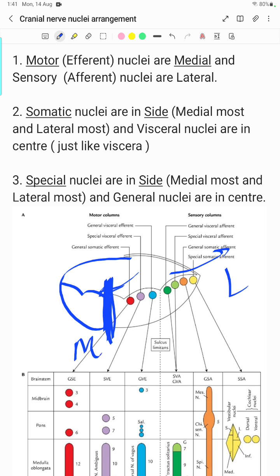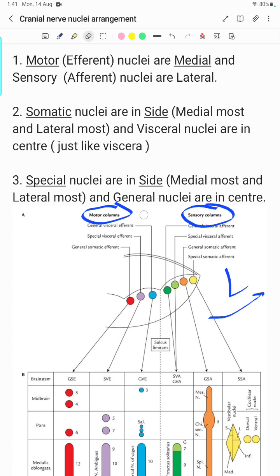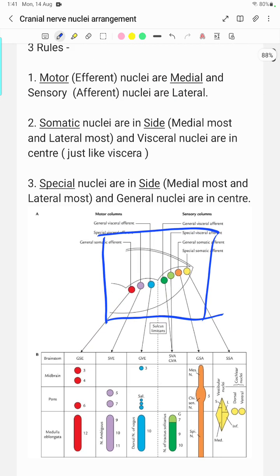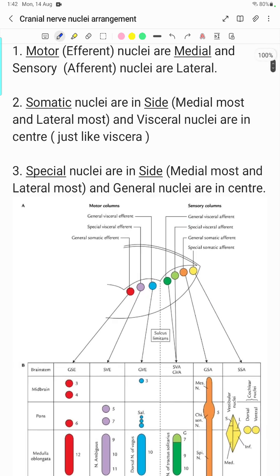So what I said, motor nuclei are medial, so these are motor nuclei, motor column, it's medial, and sensory column are lateral. So you got this point, no confusion. The other thing I said was somatic nuclei are inside. So for side we have to consider this part only, and this is midline of one side, which is sulcus limitans. Sulcus limitans is midline of one side of brainstem, and side means it is away from sulcus limitans.